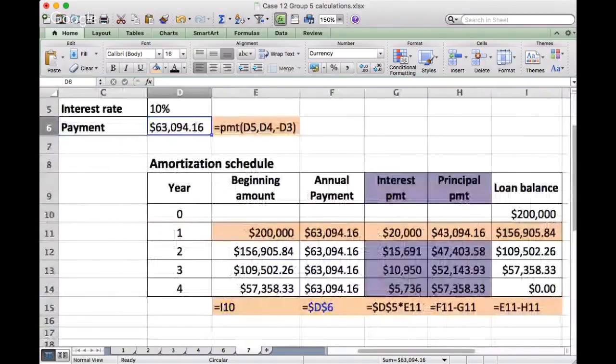So your amortization schedule looks something similar to this. You start out with year 0 with your loan balance of $200,000. Now this tan section here, I've recreated down below with the formulas in those cells so you can see what I've done. The beginning amount is just the loan balance from the previous year, so it starts out with $200,000. The annual payment, you're going to take the payment that you already figured out and anchor it so that payment stays the same each year.